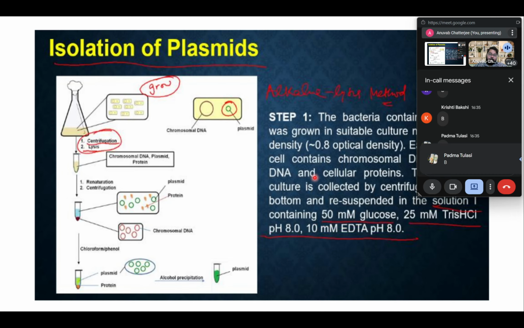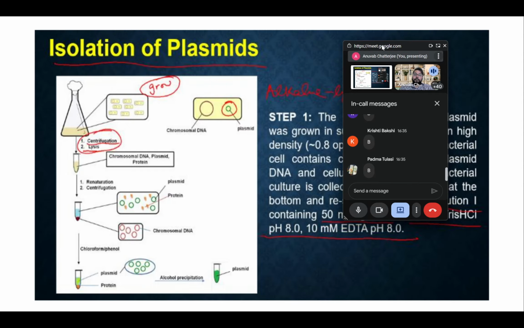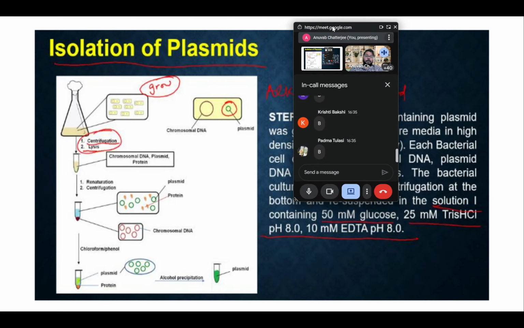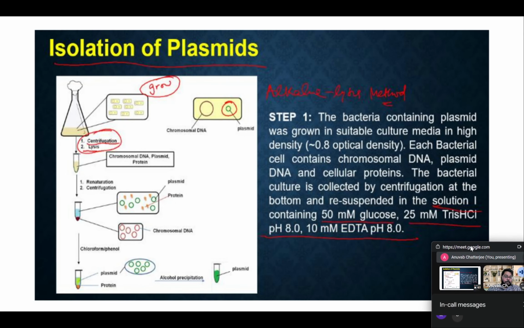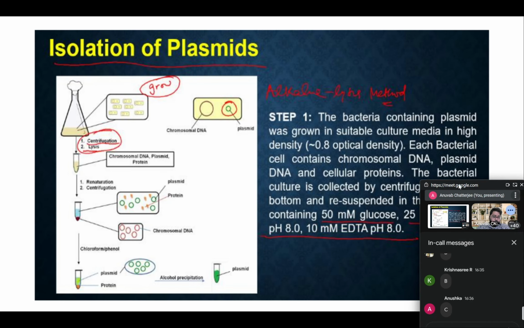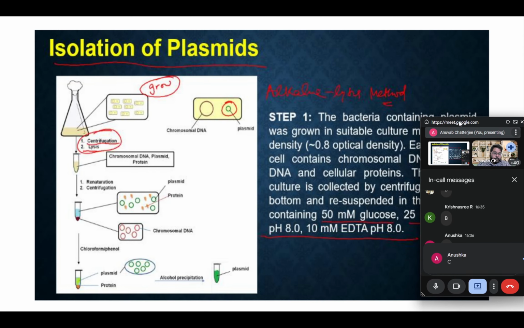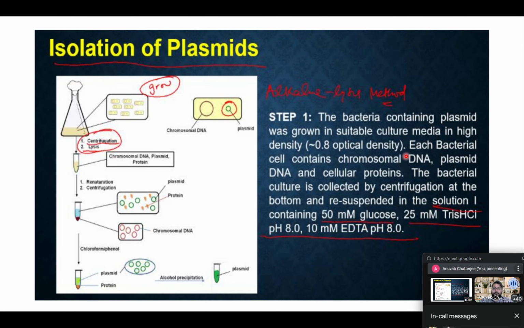So, isolation of plasmids using alkaline lysis method. Even though we have just touched upon it, this actually is a bit complicated, so I will try to go through it slowly so that we get an idea of what is happening. Okay, so the alkaline lysis method.